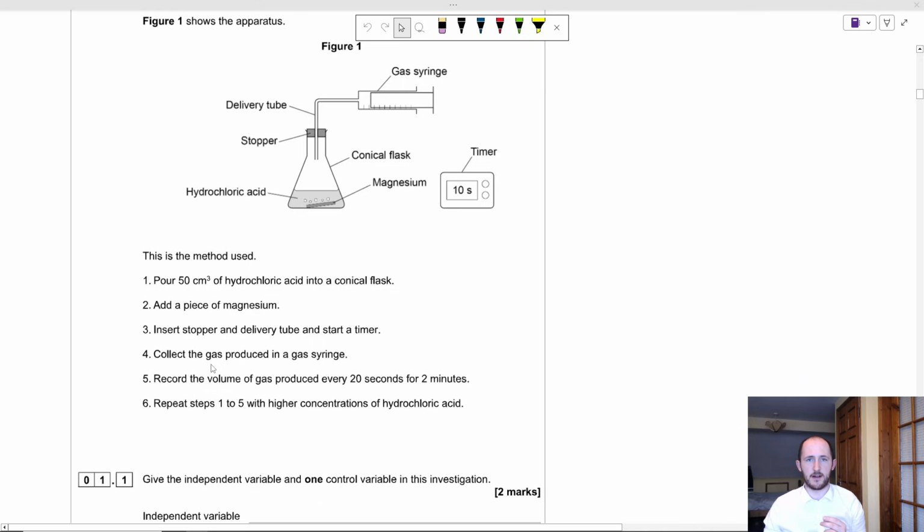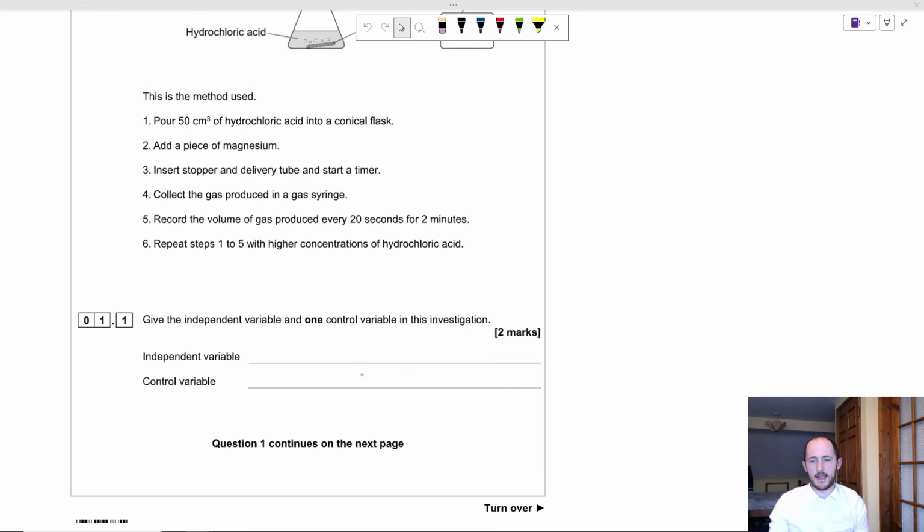The independent variable is the concentration of hydrochloric acid, because look here, it repeats with higher concentration. So that's what I'm changing if I'm doing this experiment. So that is just the concentration of hydrochloric acid. Again, don't use any kind of contractions or anything. I have just used one myself. But concentration of hydrochloric acid is what you're going to look at.